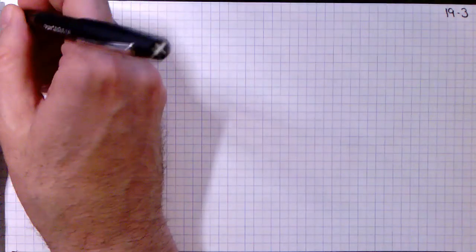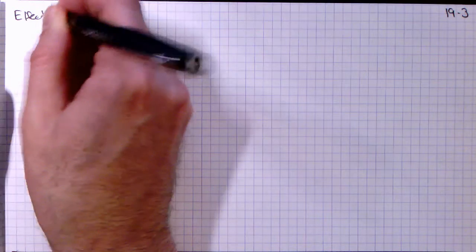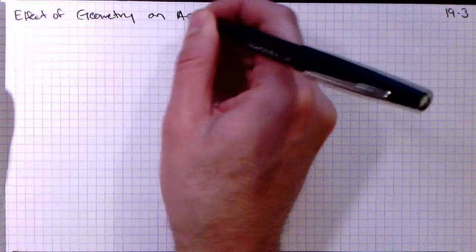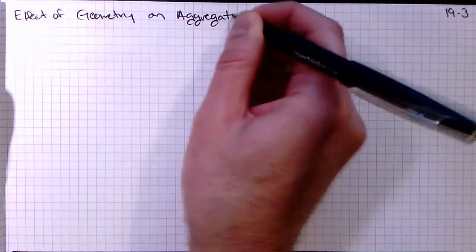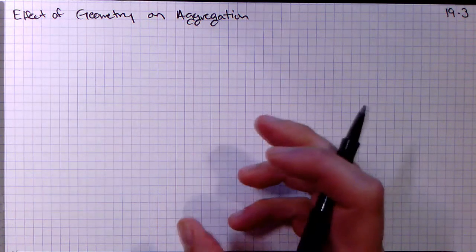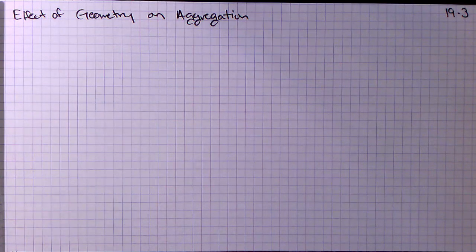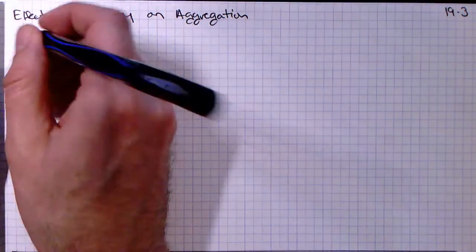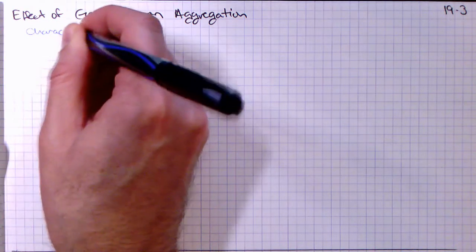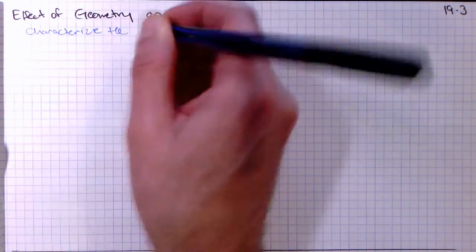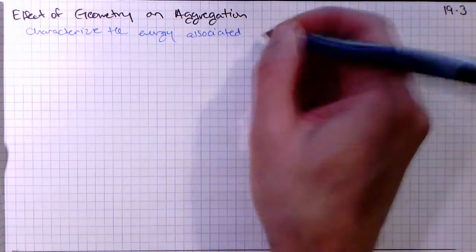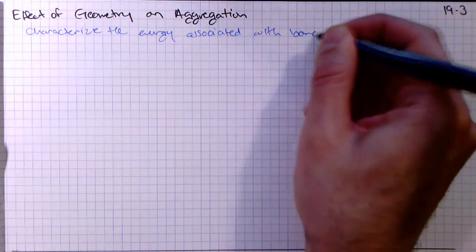Okay, so we have to consider then the effect of geometry on aggregation. And in particular, we want to think about when these amphiphiles clump into aggregates, how is the bonding changing? So first we need to characterize something about the bonding. So let's characterize the energy associated with bonding.